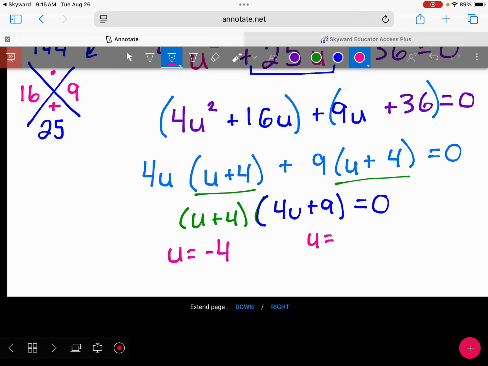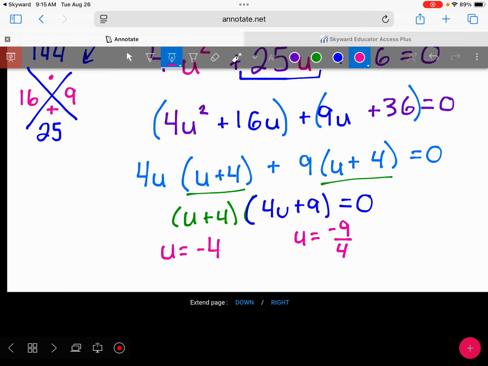Negative 9/4. Watch your signs. Minus 9 over 4, because we have 4u plus 9 equals 0. Minus 9 to both sides, then divide by 4. So if I was just wanting my u solutions, we'd be great. But I was starting with x's, so I need to end with x's.